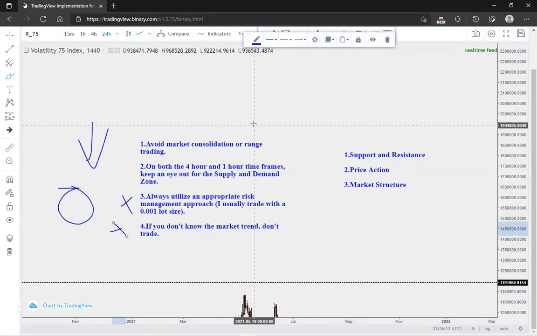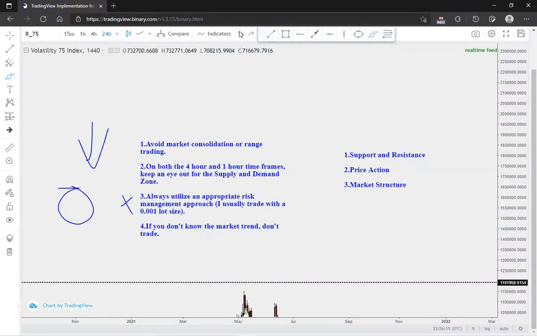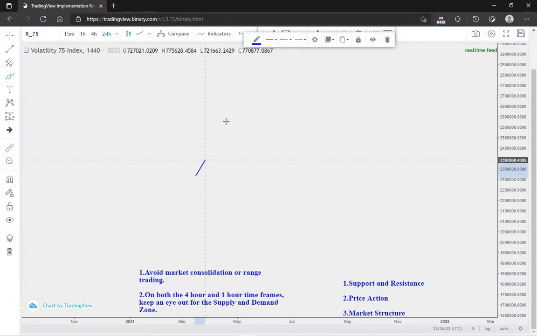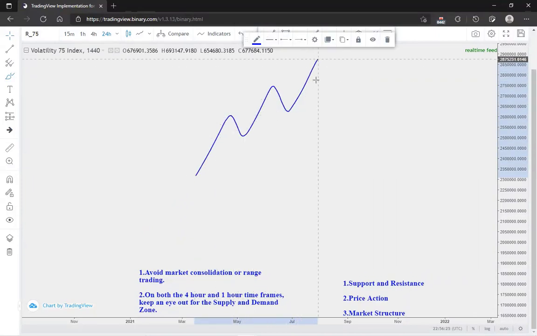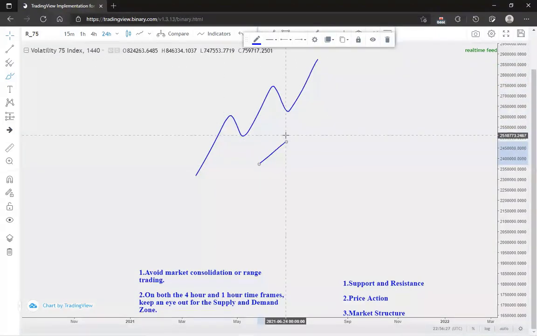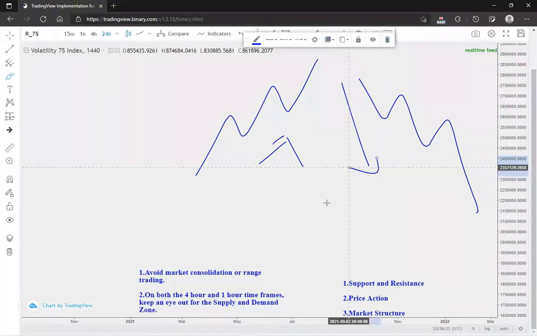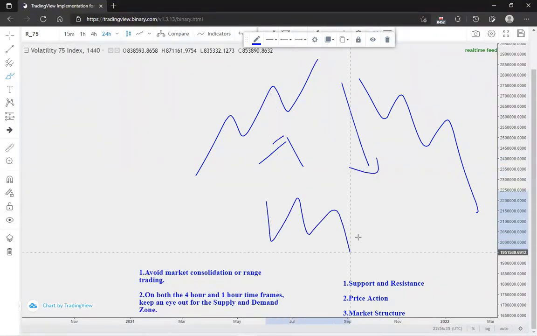Like I explained to you guys earlier on, we trade on the trending market. The market is supposed to trend for us to be able to enter into the market. This is an upward trend where the market is moving upward, and this is a downward trend where the market is moving downward. We don't trade consolidating or ranging markets.